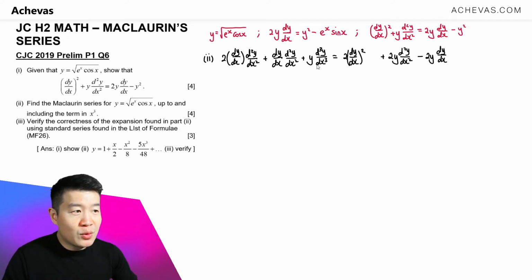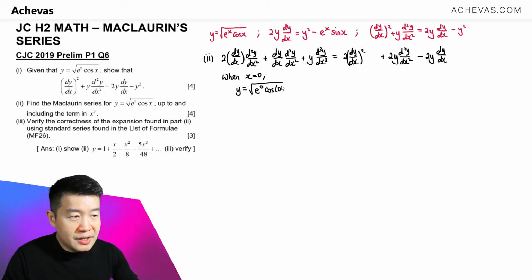So this gives us an equation for d³y/dx³. And now we are ready to find the coefficients for the expansion all the way until x to the power of 3. And to do that, we will go for x to be equal to 0. We will want to find what is y. And y is going to be equal to the square root of e to the power of 0, which is 1, times cosine 0, which is also 1, so y is 1 when x is equal to 0.